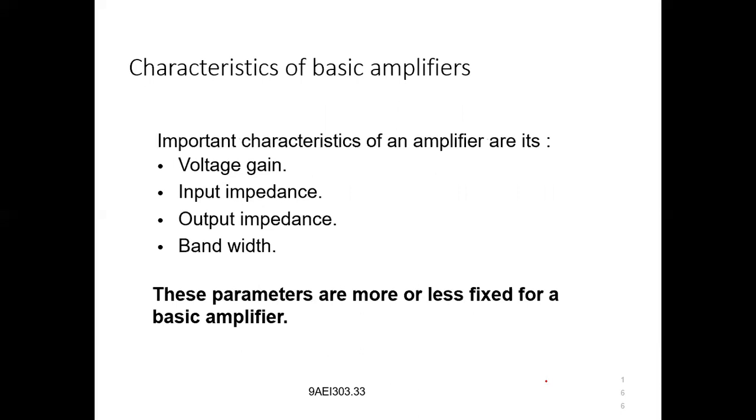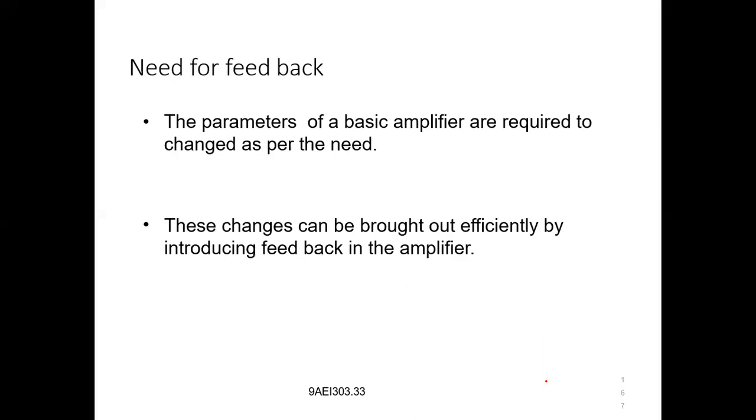So what are the characteristics of basic amplifiers? The important characteristics of an amplifier are voltage gain, input impedance, output impedance, and the bandwidth. When designing amplifiers, we have to consider these parameters. For a good amplifier, the voltage gain will be very high, input impedance very high, output impedance very low, and the bandwidth maximum, which you have to fix for the amplifier. So what is the need of feedback?